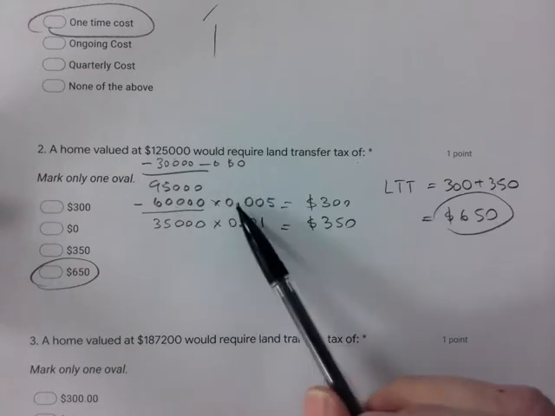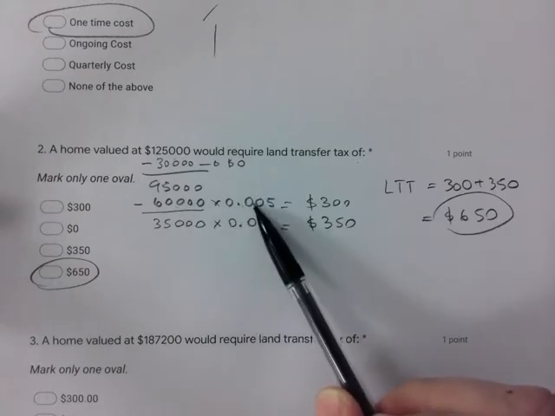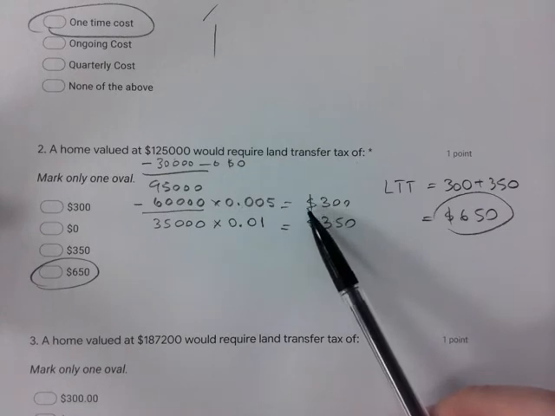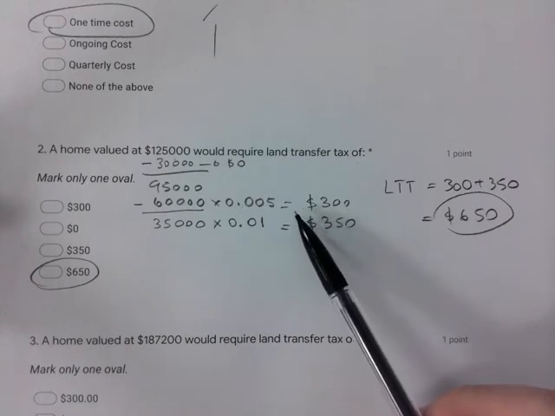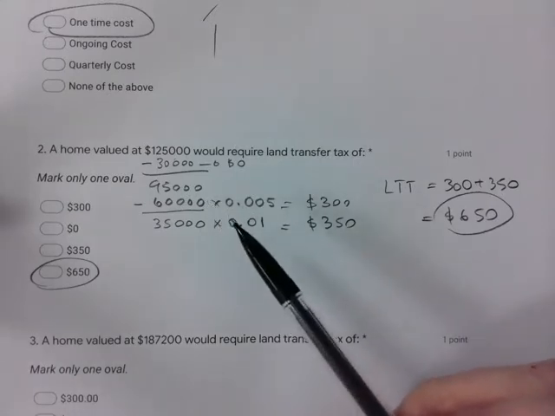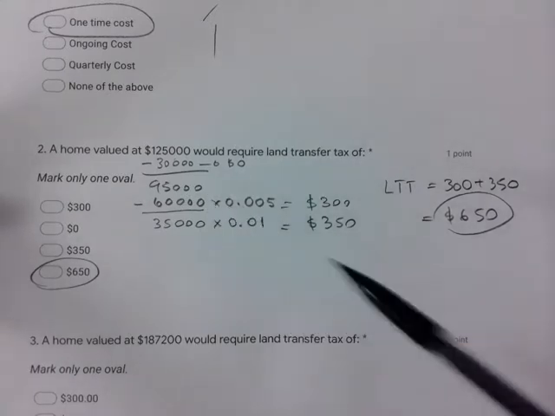You got 60,000 times 0.01? Yeah. That would have given you 600, not 650, right? Because 1% times 60,000 is 600. So watch the locations here.